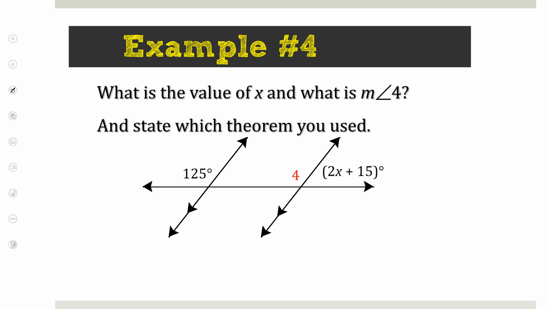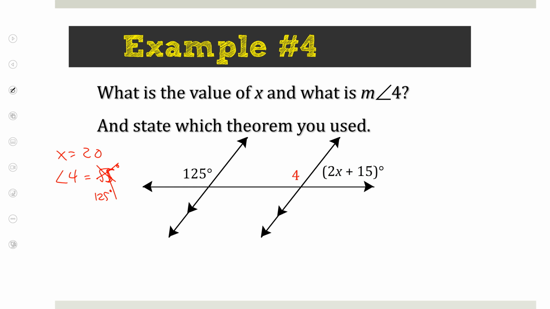All right, Pierce, you're up. What'd you get for x? 20. Can somebody confirm? Yes. Excellent. What'd you get for angle 4, Pierce? I got 125. Yes? Yes. Okay, good. Pierce, talk us through it. How did you do that?